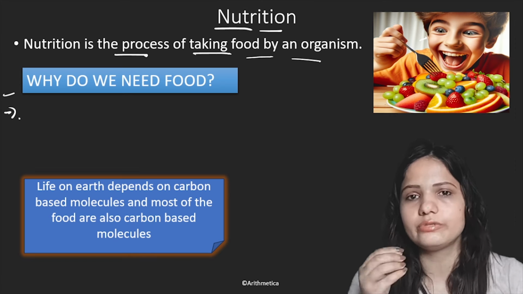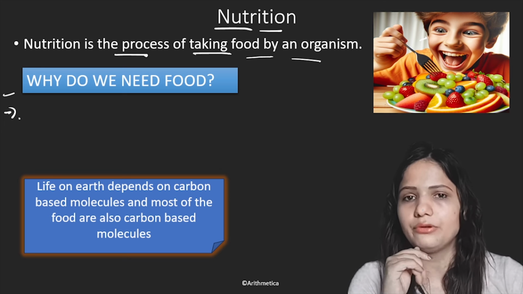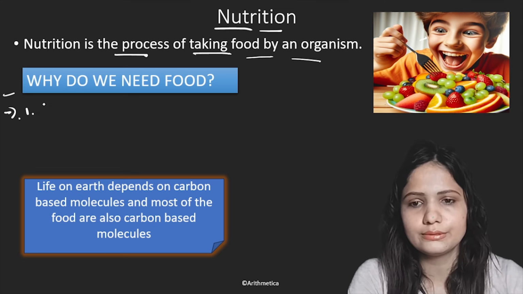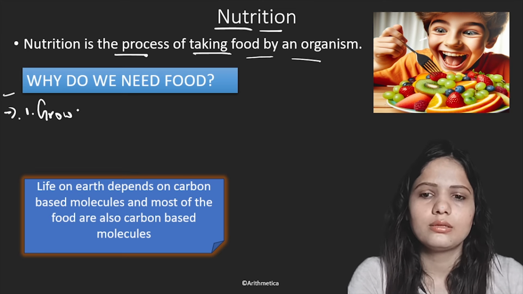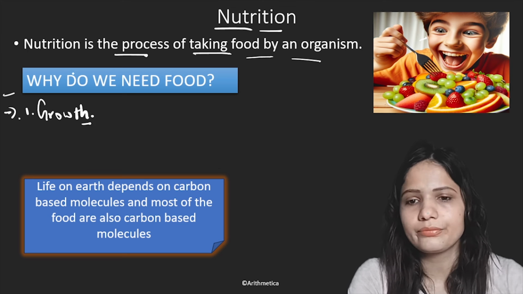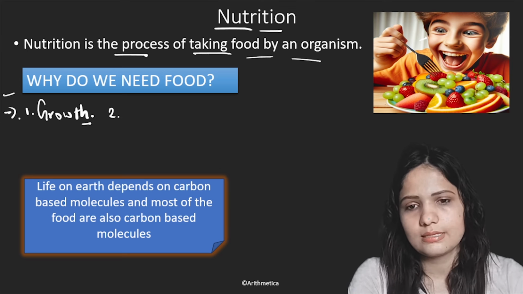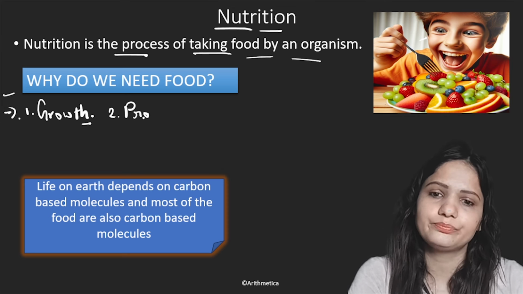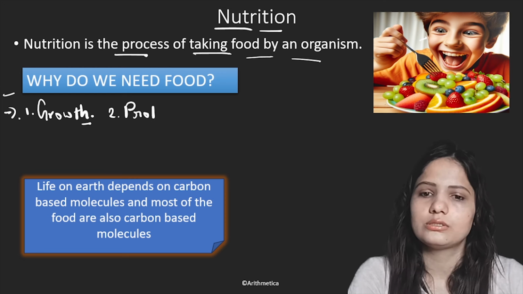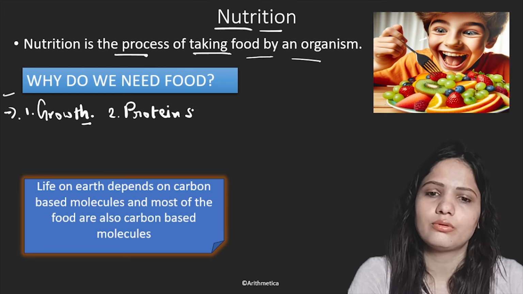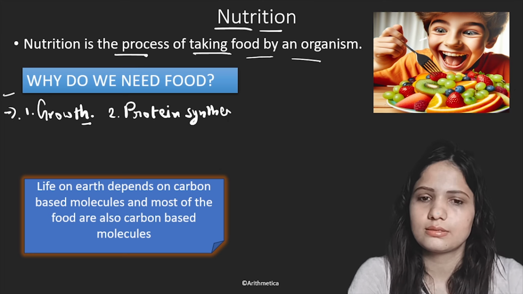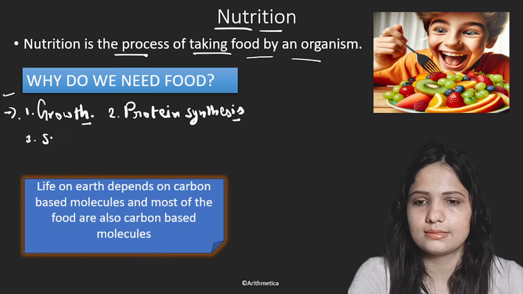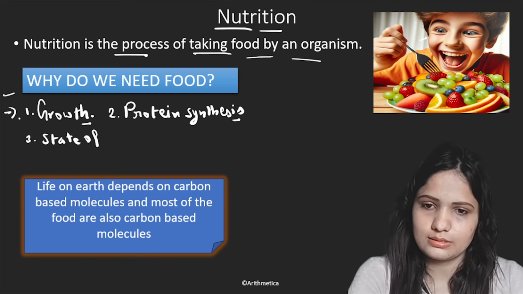If we have to give the reasons as per your NCERT, why do we need food? We need food for growth. Obviously, for growth, we need food. Without food, there will be no growth. Okay? So, first reason is growth. Second is protein. Protein is essential for our body growth. So include protein also. For protein synthesis, we need food. Third, state of order.